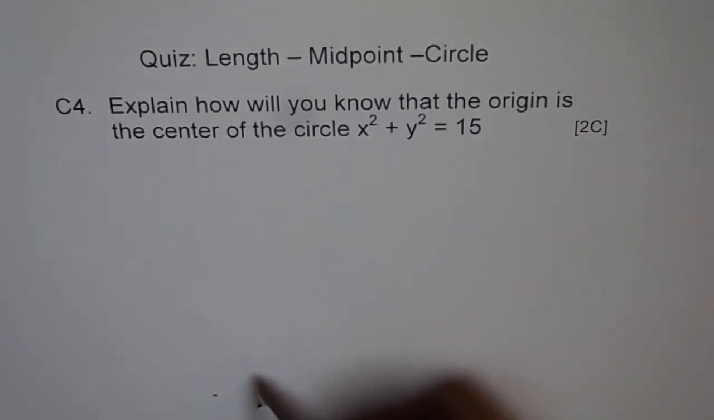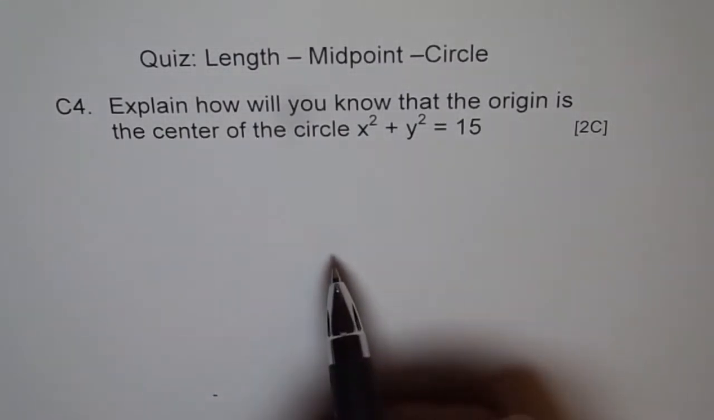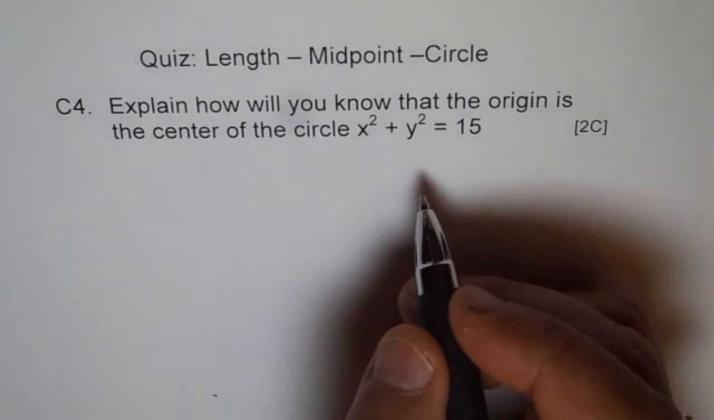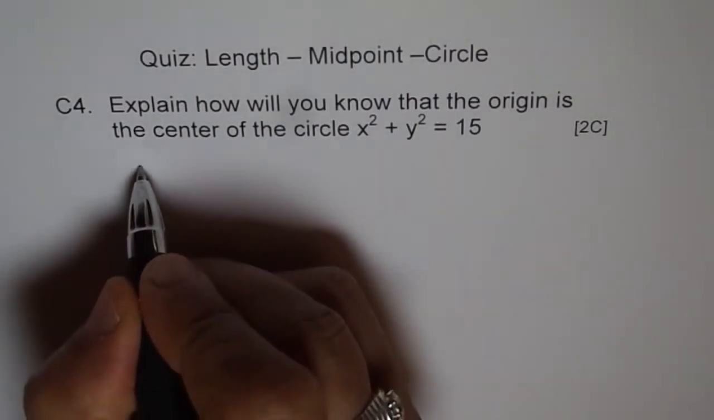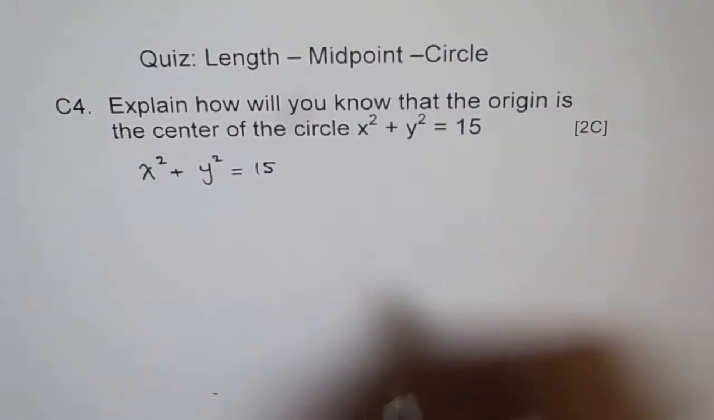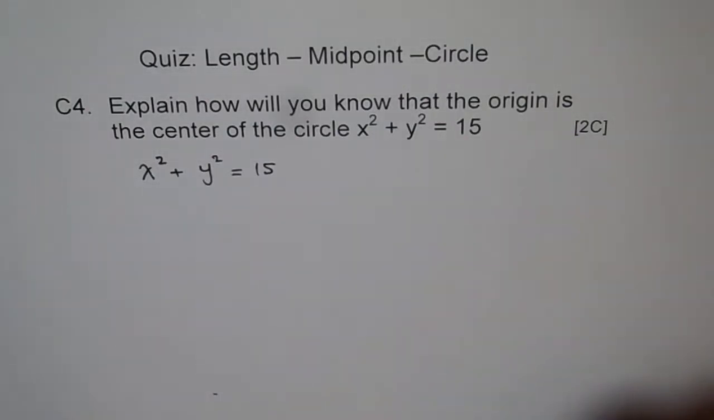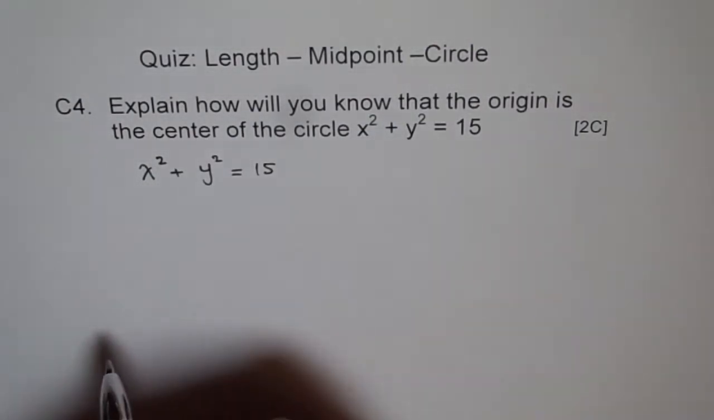Well, to find that the origin is the center, we can do a couple of things. One, we can find the radius and then the center, or an easier way is to find 2 points on a diameter and find the midpoint. I think that will be the best approach. So our equation given is x square plus y square equals 15, right? Let us assume that x is 0, because somewhere x will be 0. At that point, what is the value of y?